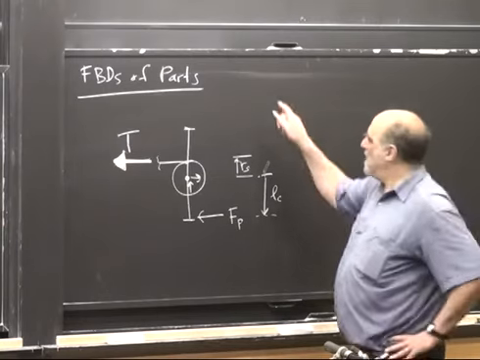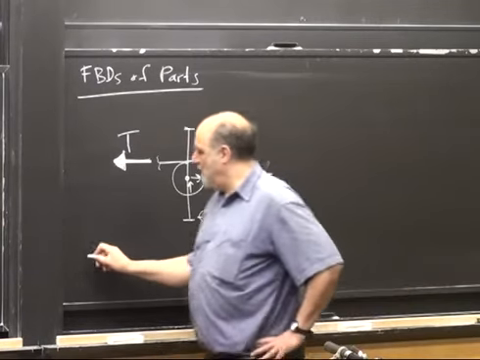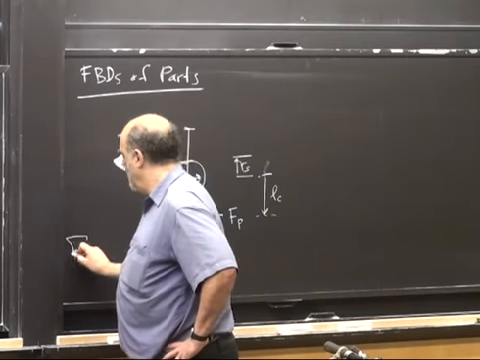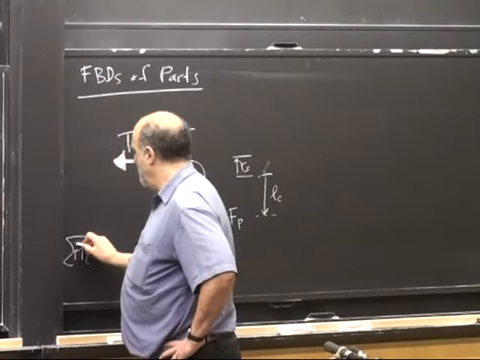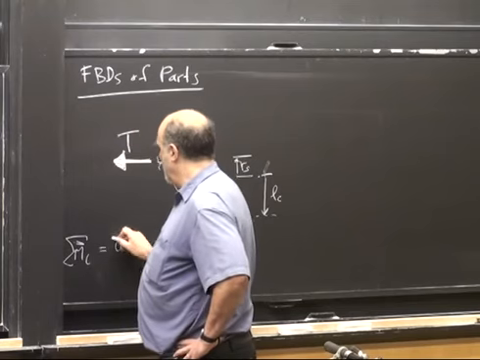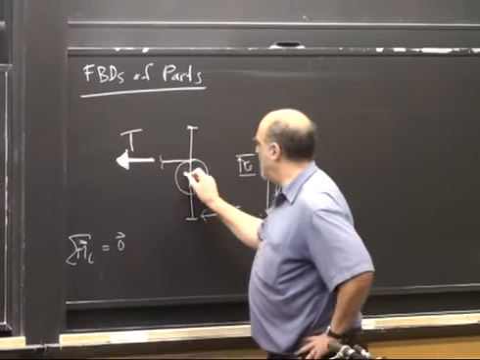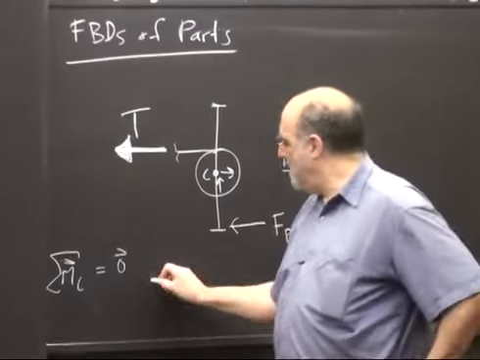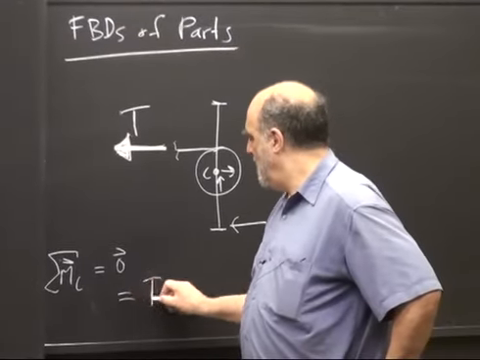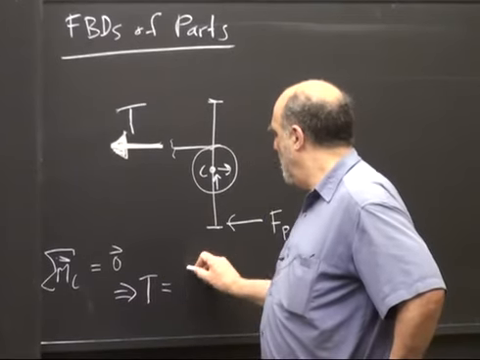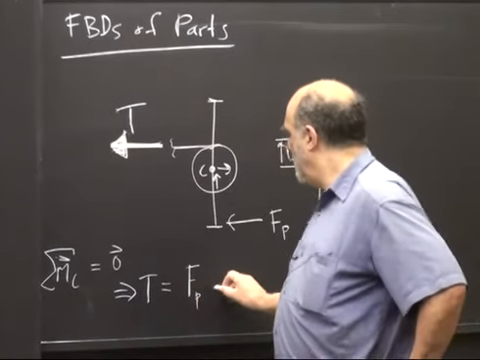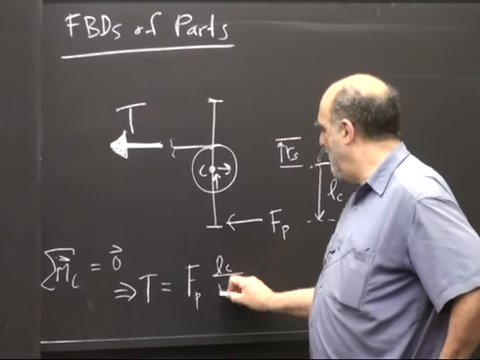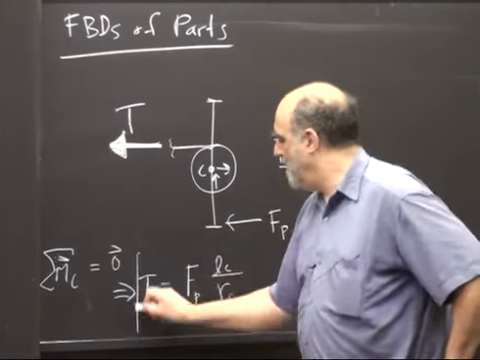Okay, so with this thing, I'll just do my moment balance, sum of moments relative to C is going to equal 0, because I'm going to do a statics analysis, and I'll call this point C for the crank axle. And that tells me that the tension is equal to the force on the pedal times the length of the crank divided by the radius of that sprocket.